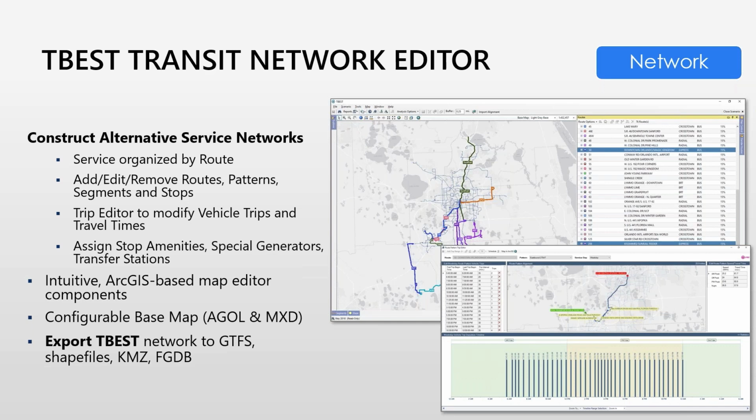And what's important here is that you can export whatever you develop in terms of a transit network out to GTFS, or into shape files, or into KMZ, or into a file geodatabase format. The GTFS obviously is important because you can then share your full network with other applications that might be using it for other needs. The shape files and KMZ are more for your ArcGIS Online to upload directly into a web map.